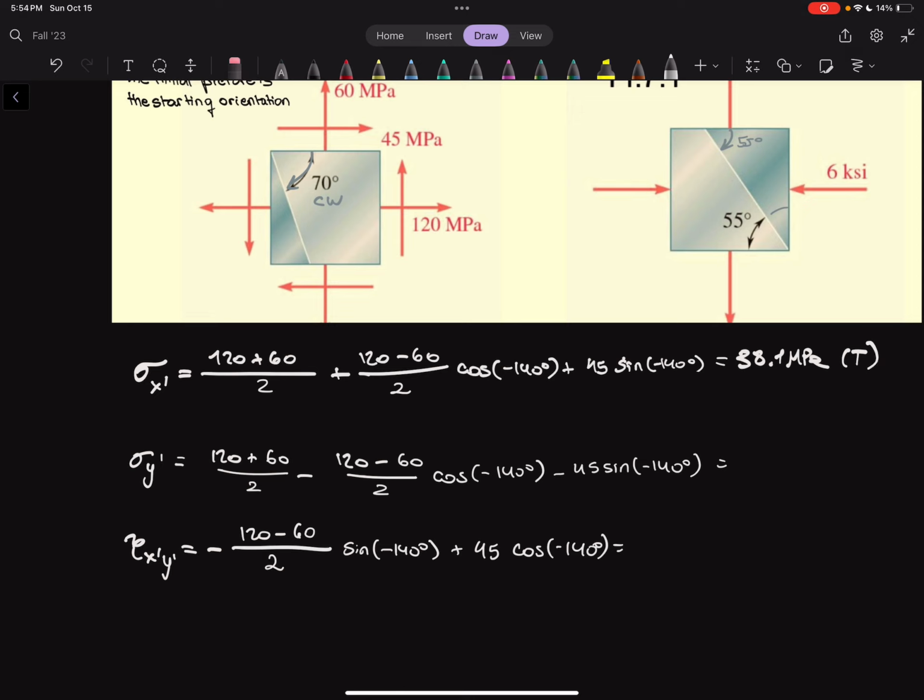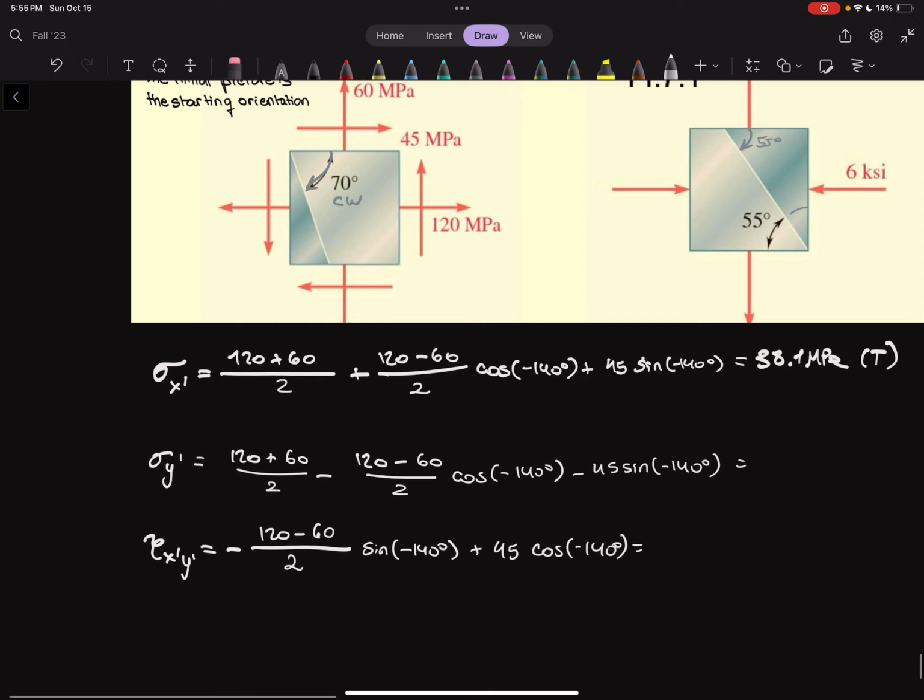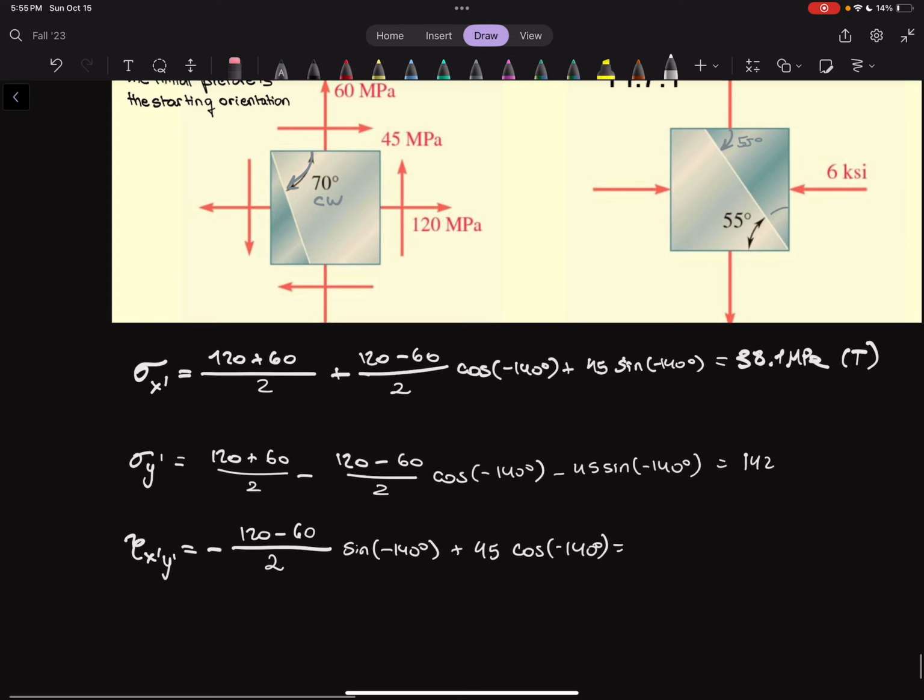And then for the other case, I'm going to get 90 on the first one. The second one is going to be minus 120 plus 60, so that's going to be negative 30. Negative 30. And then the shear is going to be subtracted. Everything else is the same. We get 142 megapascals.